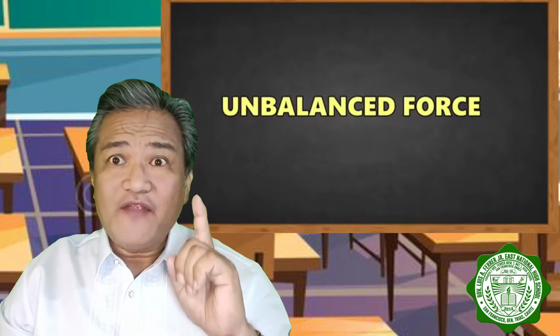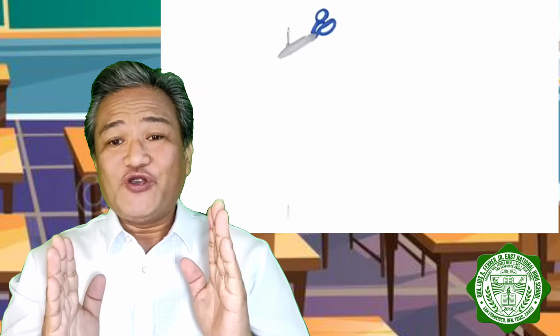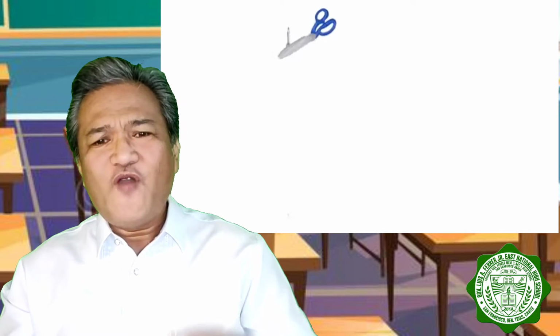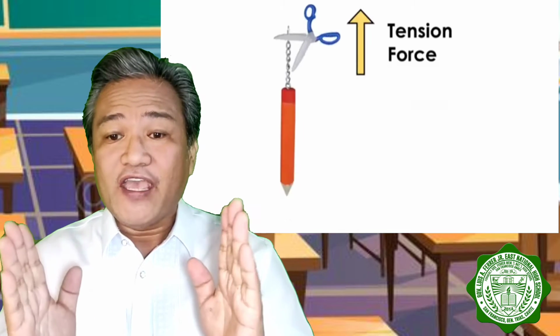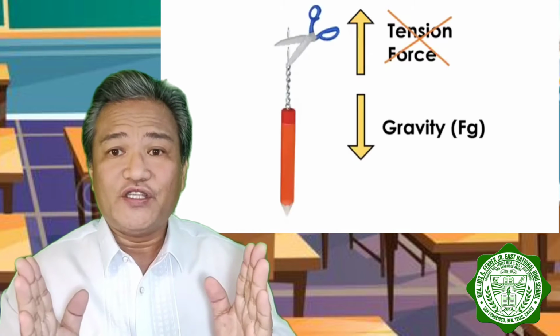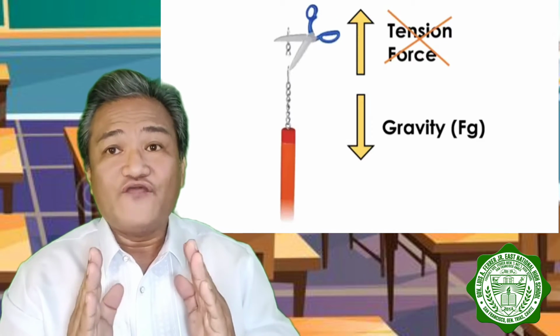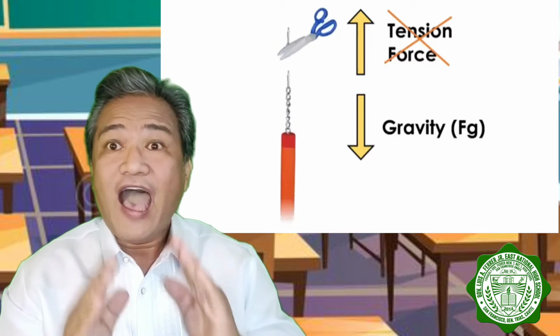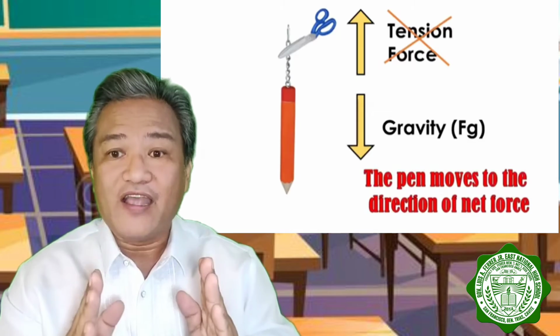And how about unbalanced force? If you cut the string connected to the pen, it will fall. The pen falls down because there is no more force acting on it to counteract the pull of gravity. In other words, the forces acting on the object are no longer balanced. If an object initially at rest is under unbalanced force, it moves in the direction of the unbalanced force.